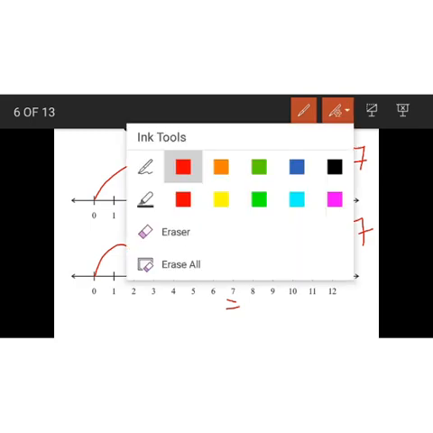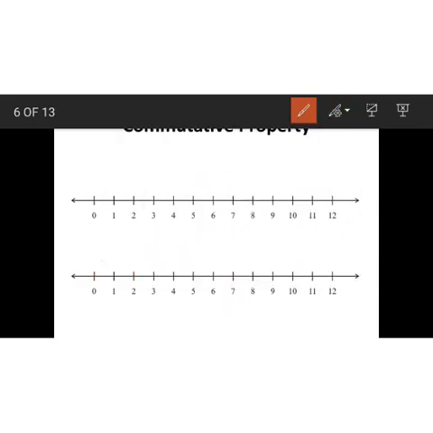Now what about multiplication? Let's take the example of 2 into 3. For doing that we have to move from 0 to 2. Then how many times do you have to move? 3 times. 1, 2 and 3. Now we have reached 6. So 2 into 3, we got the answer as 6.